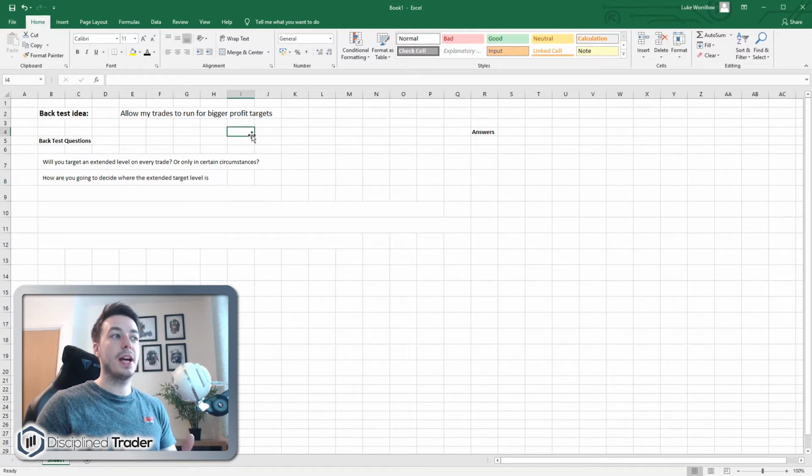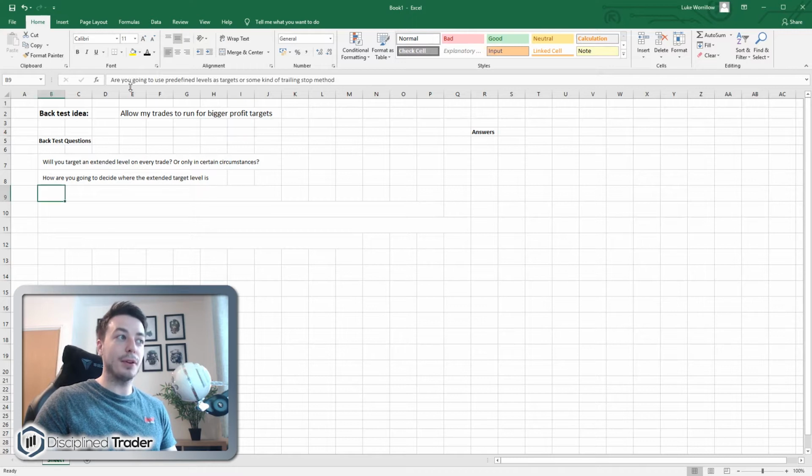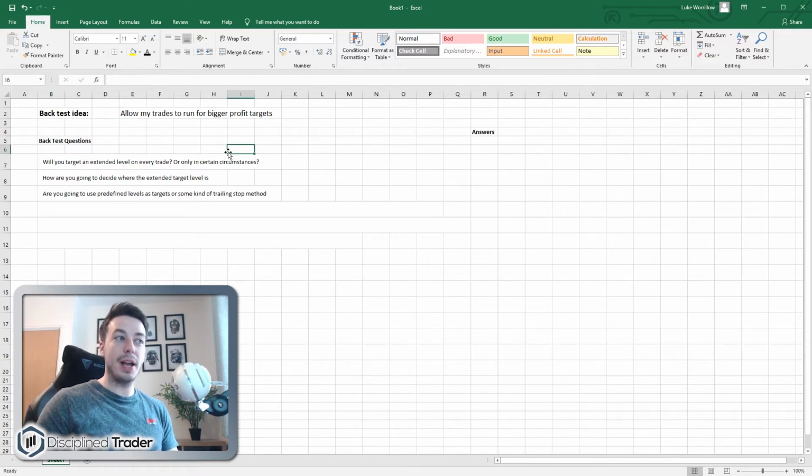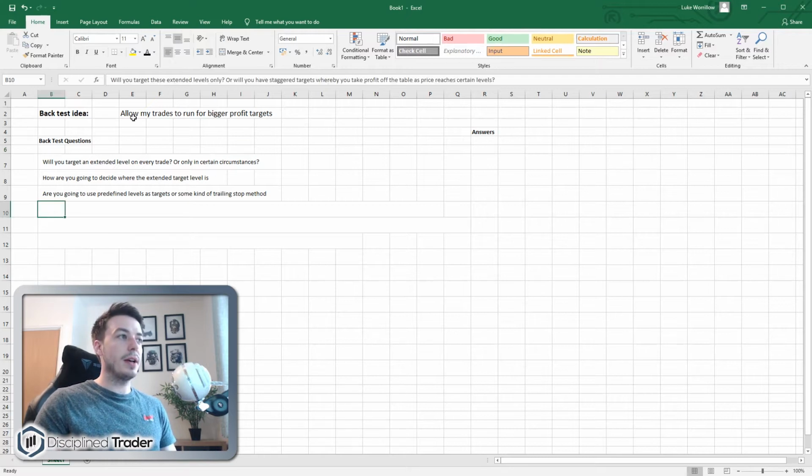Or how are you going to decide where this extended level is? Is it going to be a predefined level, for example? Or are you going to use some kind of trailing stop loss method? That might be something like a moving average that you use that follows price, obviously, because they do, and when that moving average is tested or broken, you come out. Or is it going to be, say, a particular price pattern? If you see a price pattern take place at any point during that move, okay, that's where I come out. There are various things that you could do there.